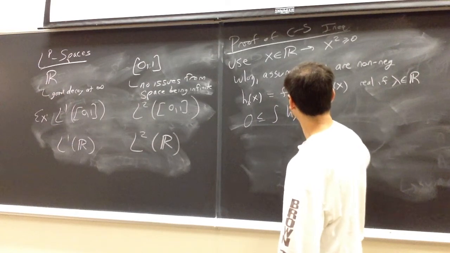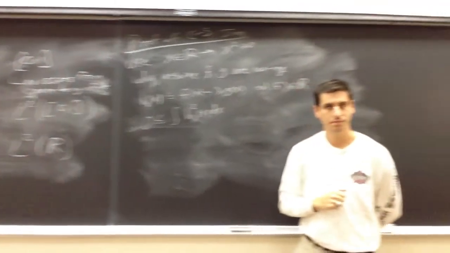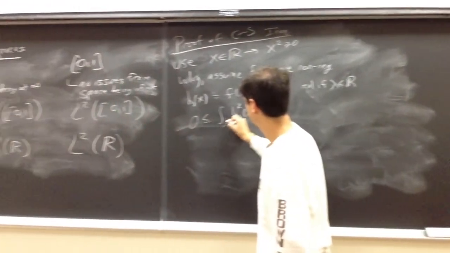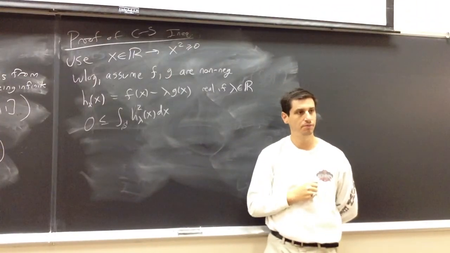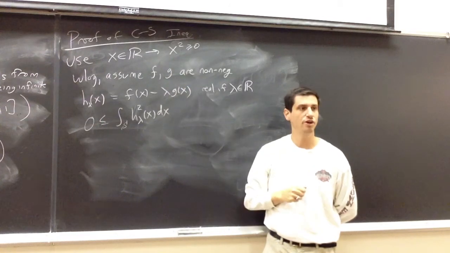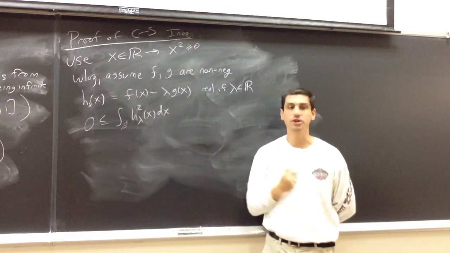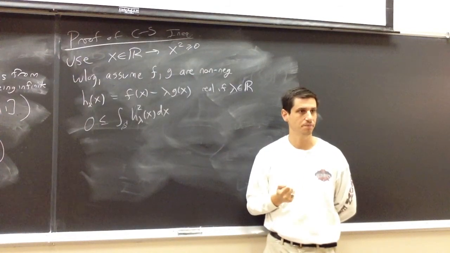of h lambda of x squared dx. And we'll just integrate over our set S. So why is that true? That's just our inequality that if x is a real number, x squared is non-negative. So h is always a real number, so h squared is non-negative. So when I integrate this, it's got to be at least 0.